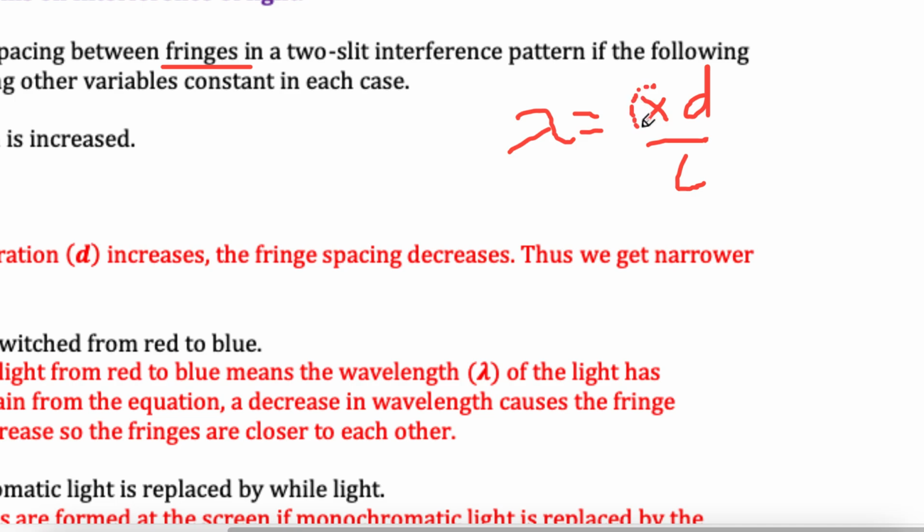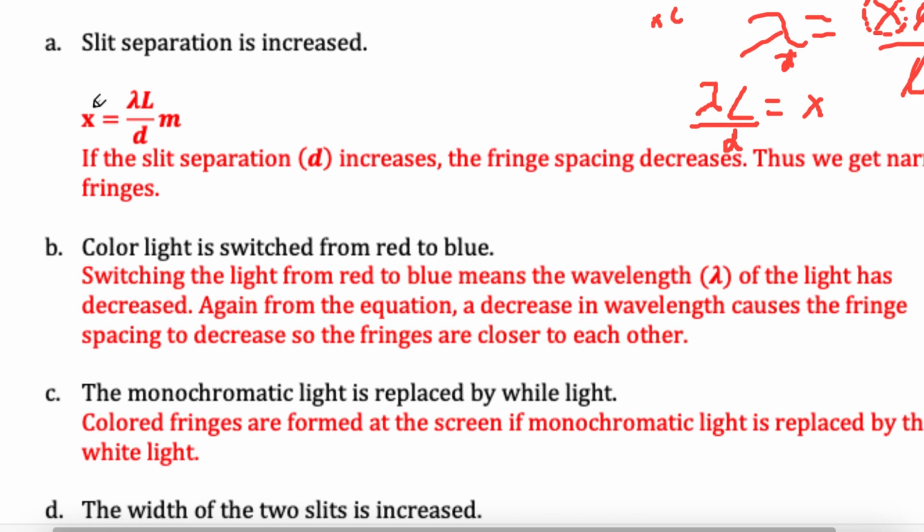I want to make x the subject. To cancel the L, which is dividing right now, I multiply both sides by L. This becomes lambda multiplied by L equals x times D. To cancel the D, which is multiplying, I divide both sides by D. Long story short, I now have lambda L over D equals x.